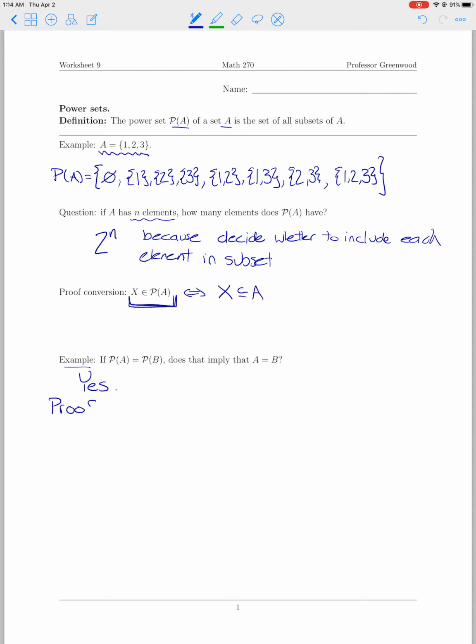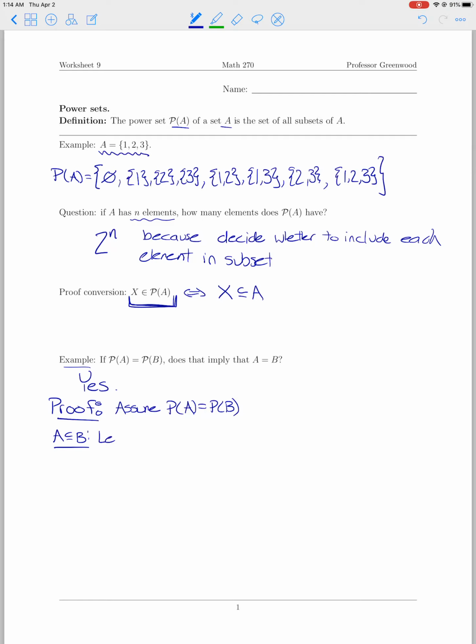If we want to prove this statement, it'll have the typical overall structure of a proof of this form for set equality, which is that we'd want to show subset relations in both ways. Here we're going to start the proof by assuming that the power set of A is equal to the power set of B. Now I'll want to show that A is a subset of B, and then I'll show the other direction after that.